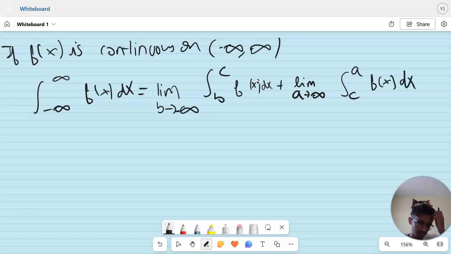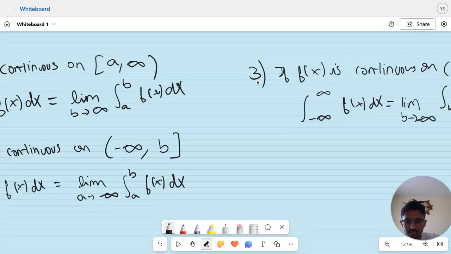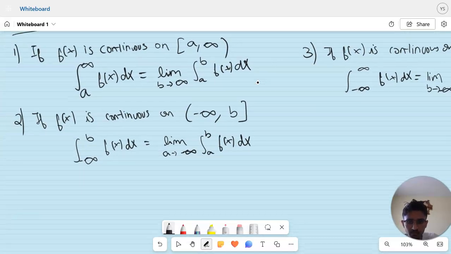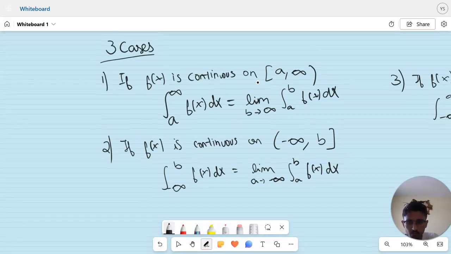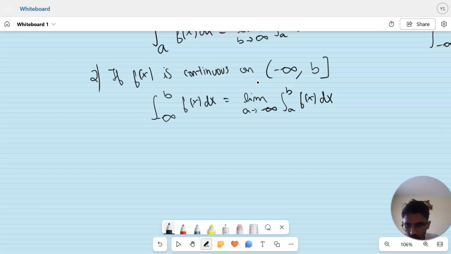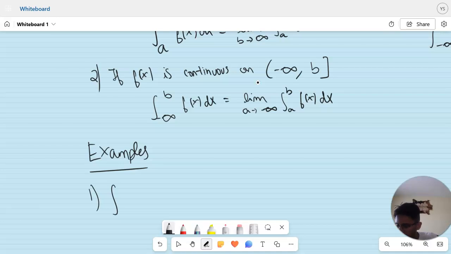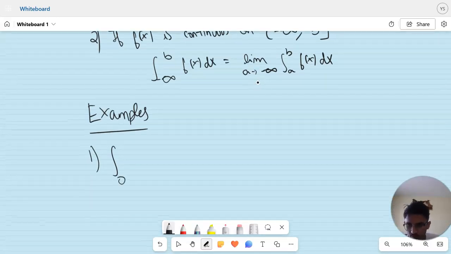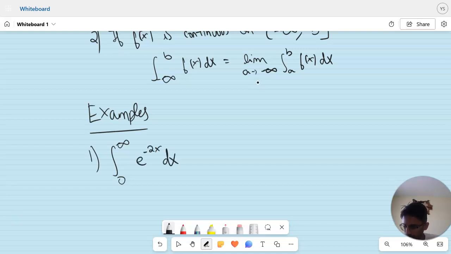Okay guys, now let's have a look at a couple of examples with all these three cases to see how they come into play. For the first example, make sure you take a note of this formula because we're going to be looking at it first. Say we've been asked to find the definite integral from 0 to infinity of e to the negative 2x dx.